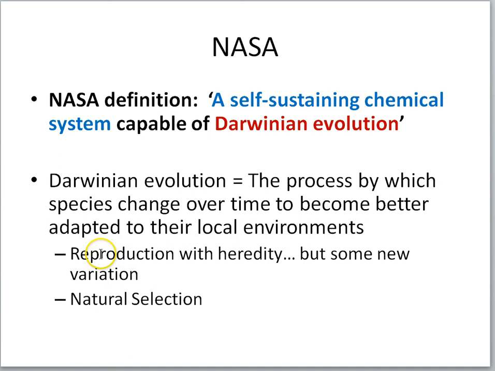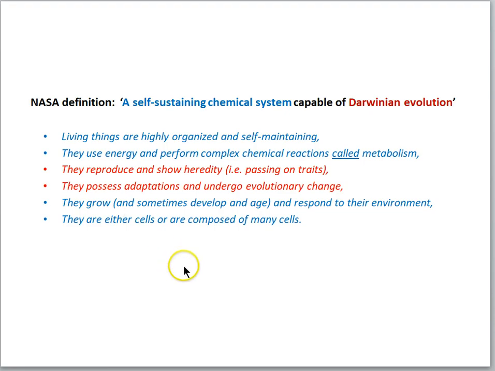And it involves the ability of living things to reproduce with heredity, so they pass on traits, but sometimes there are new variations. And this allows a species to change over time. Darwin called that process natural selection. Now, I've highlighted part of the NASA definition in blue, part in red. We'll compare it to that list we saw at the beginning of the lesson. So here's the list again, and this is the kind of thing you'll see in a biology textbook. And here's NASA's definition up here.